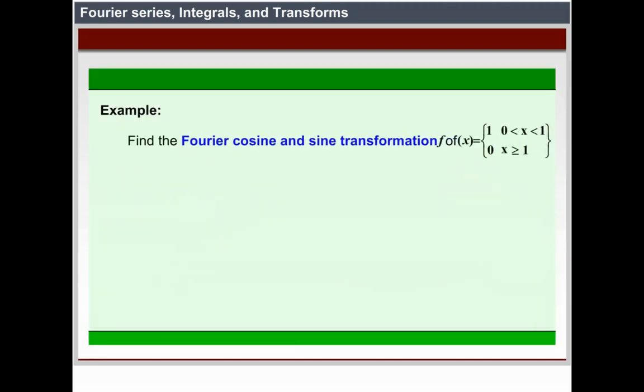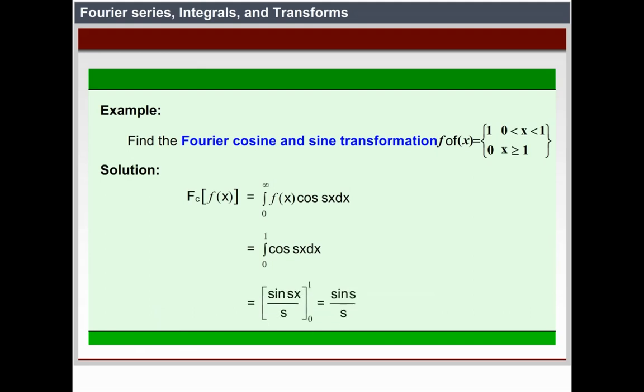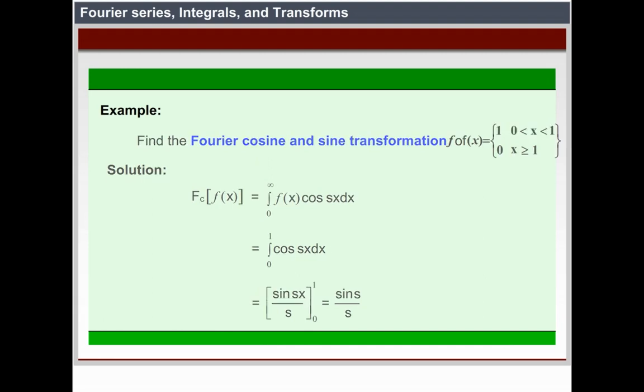Example: find the Fourier cosine and sine transformation of f of x equal to 1 for 0 less than x less than 1, 0 for x greater than or equal to 1. Solution: capital Fc of f of x equal to integral 0 to infinity f of x into cos sx into dx, equal to integral 0 to 1 cos sx into dx, equal to, after integrating we get, sin sx by s with the limit 0 to 1, equal to sin s by s.